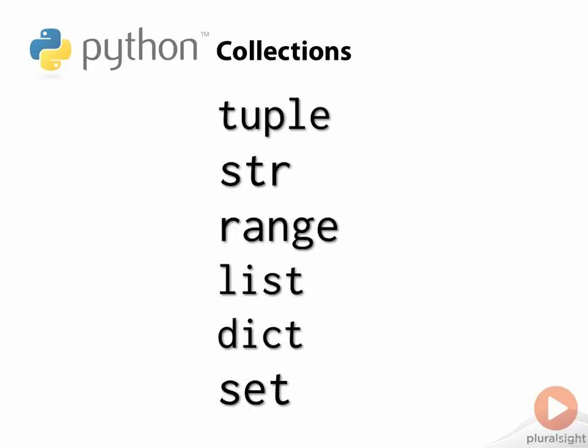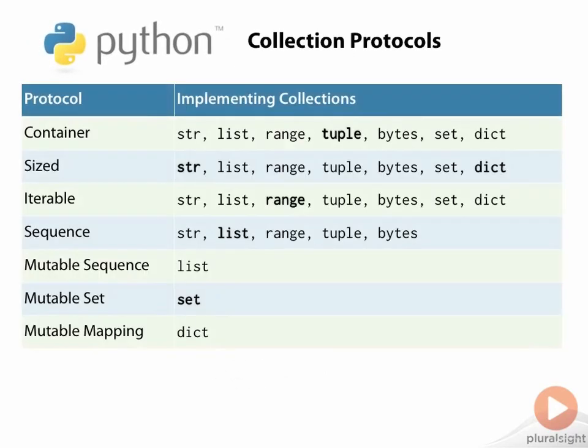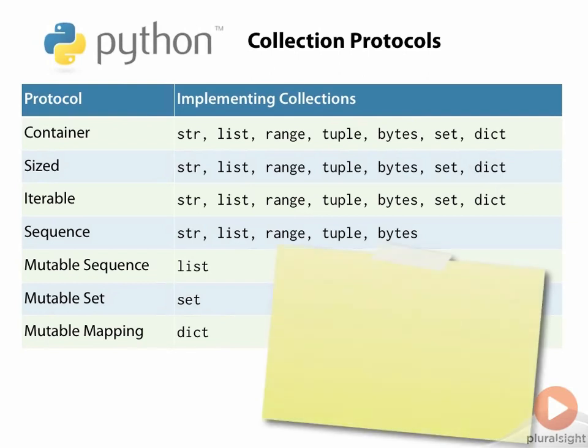That completes our tour of the collection types in Python, but we're not quite finished. Let's complete this module by looking at the protocols which unite these collections and allow them to be used in standard ways. In Python, a protocol is a set of operations or methods that a type must support if it is to implement that protocol.